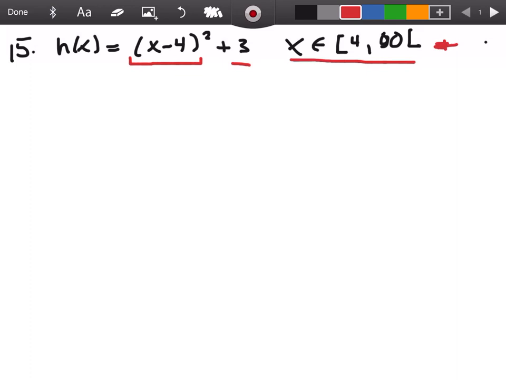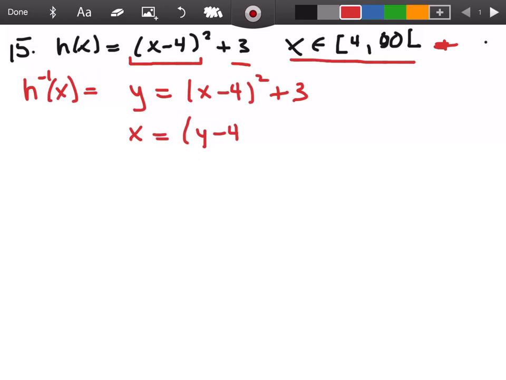Find the inverse. If that's what h of x is, what's the inverse of that? So remember the steps. The first step is to write it as y equals x minus 4 squared plus 3. Then the second step is you swap the x's and y's. So I have x equals y minus 4 squared plus 3. And keep in mind that when you swapped it, because in the original function x had to be greater than or equal to 4, now y has to be greater than or equal to 4. So keep that in mind.